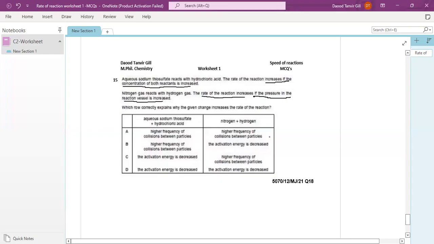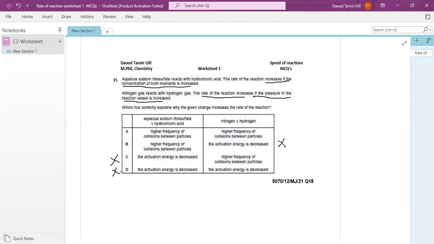So we'll just simply cross out all the options that have the concept of activation energy. Since no catalyst has been used, I will cross out all the incorrect options. So what we are left with is A. A is the correct option because increasing the concentration and pressure basically increases the frequency of collisions. So yes, A is the correct option.